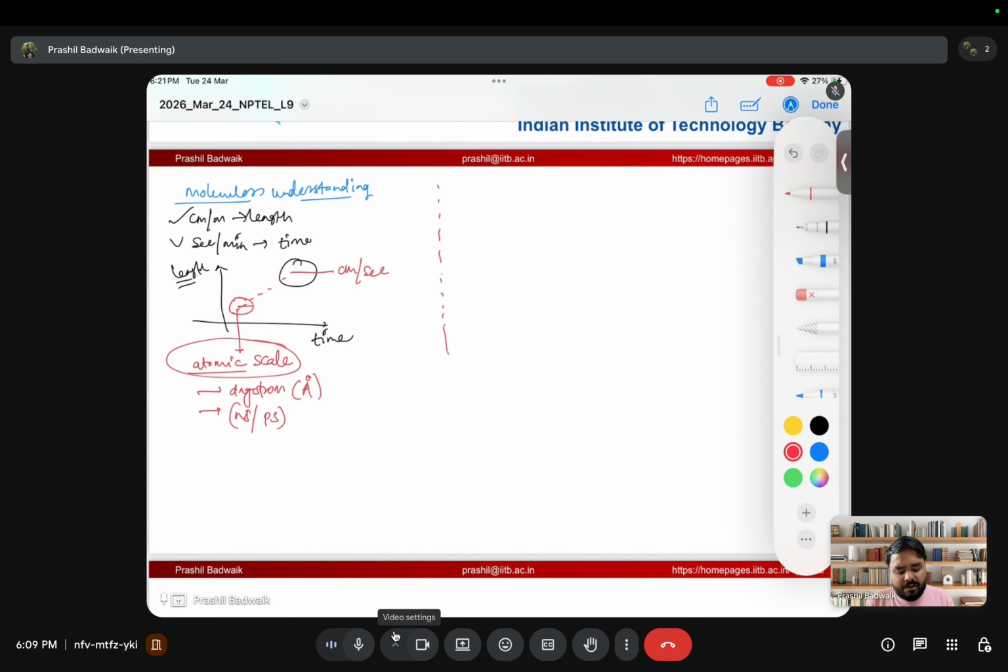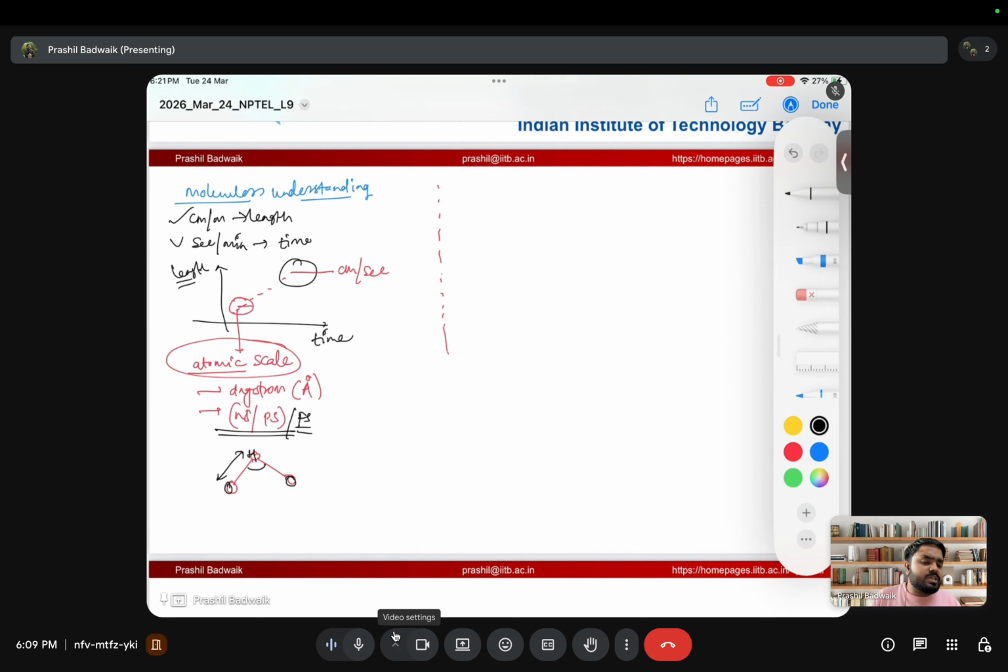For example, I have a molecule like this, H2O. This is my water, and I know it has a bond length which vibrates, right? This bond vibrates around a mean position, which is a fluctuating bond. This angle is there, right? All these events that are happening occur at nanosecond to picosecond or femtosecond scale.